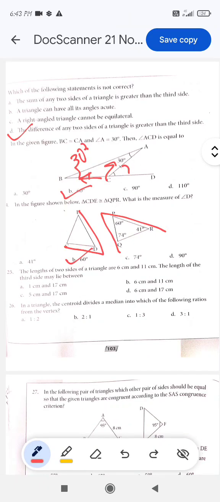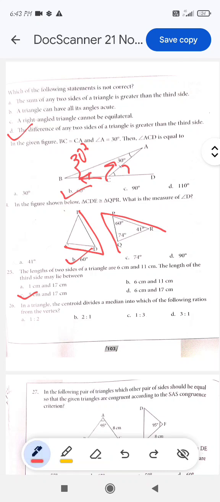Next, the lengths of two sides of a triangle are 6 cm and 11 cm. The length of the third side may lie between their difference and their sum. Their difference is 11 minus 6, which is equal to 5 cm, and their sum is 11 plus 6, which is equal to 17 cm. So that is option C, 5 cm and 17 cm.